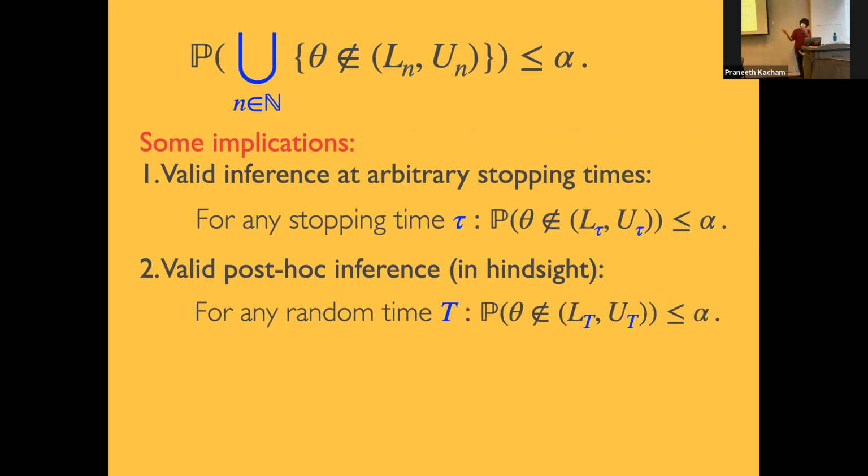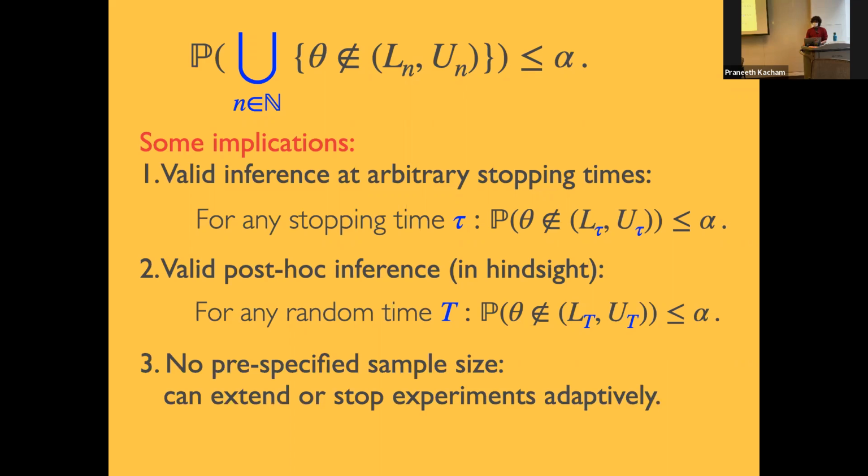It also allows post hoc inference in hindsight. You can look back at past times, which are random data-dependent times, and you cannot violate the validity. Essentially, the main use of these is that you don't have to pre-specify a sample size ahead of time. You can extend experiments adaptively. You can stop experiments early. As you're going along with tossing your coin, you can toss for however long you want, and when you're happy, you can stop, and the interval you report will be correct nevertheless. So that's the utility of these.